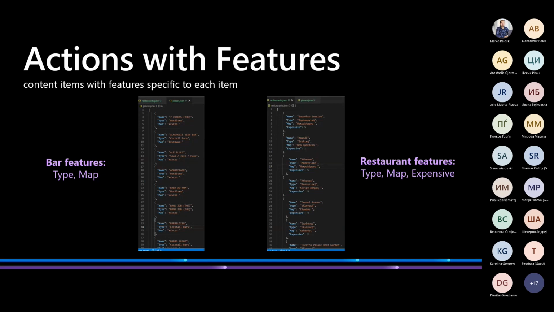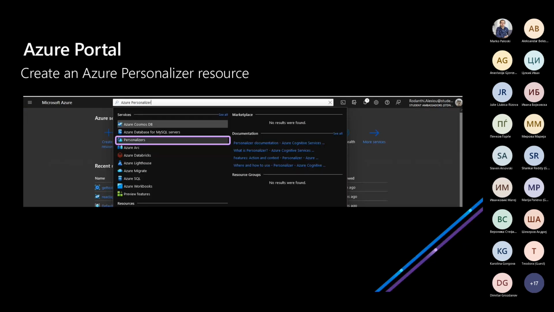So let's now figure out how we're going to give these actions, these items, and these user features to the Personalizer in order to get our results. All right, we can just go to the Azure portal. We'll probably already have a subscription in Microsoft Azure.